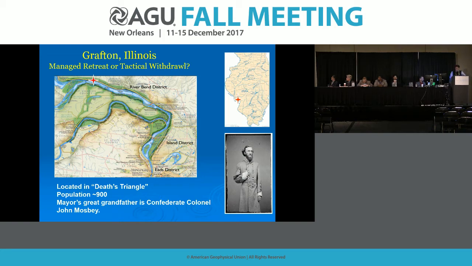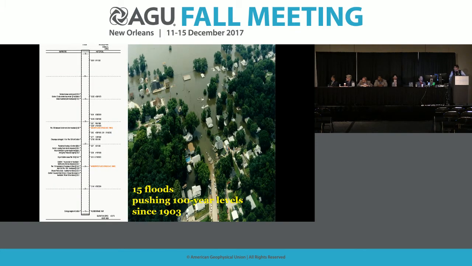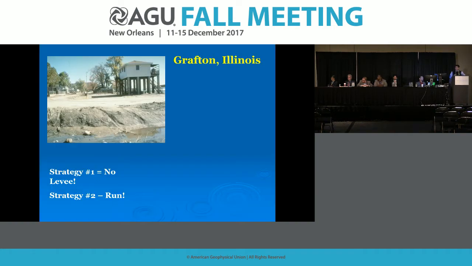And the mayor in Grafton, since we're in New Orleans, the mayor of Grafton's great-grandfather was Colonel John Mosby, who was a kind of a brutal Confederate general, but he's kind of a brutal mayor. So if you look at Grafton, 15 floods at the 100-year flood level since 1903. That's a lot of flooding. They flood almost annually.